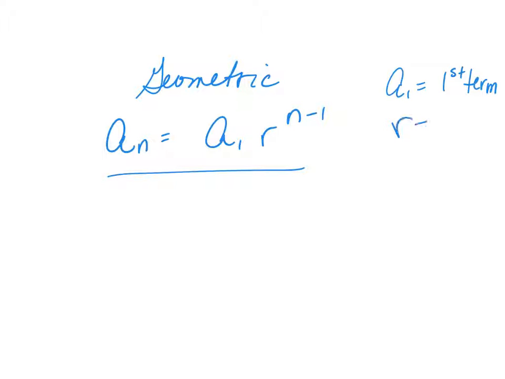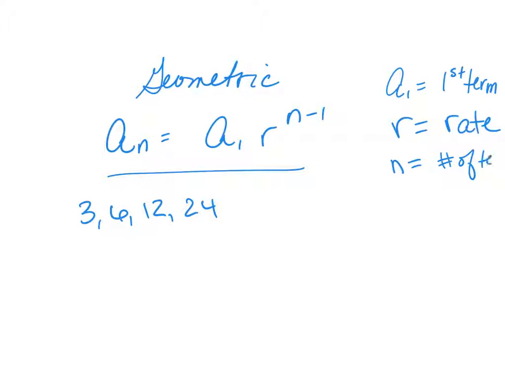So R is the guy we're multiplying by each time. So it's the rate at which we're changing each term from one to the next. So if I have, let's say 3, 6, 12, 24, what is the rate? What is R? 2. R is 2. We're multiplying by 2 each time. All right. N is still the same, the number of terms, or the number that the term has. And AN is the nth term. So if you're looking for the 10th term, N will be 10 in both of those places.